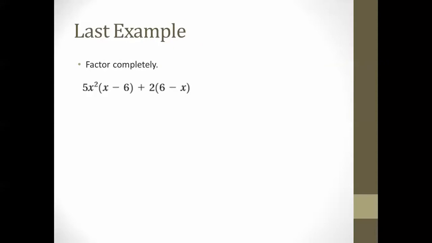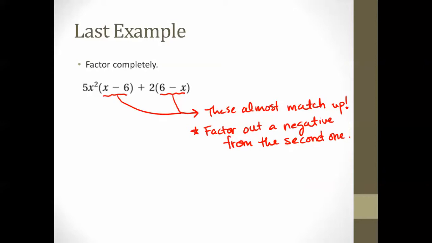All right, this one says factor completely. If you look at it, it kind of looks like a problem that is halfway done being factored, except that x minus 6 is different than 6 minus x. It's very close, but not quite, right? So in order to make 6 minus x look like x minus 6, we can factor out a negative from it. Here, let me show you.